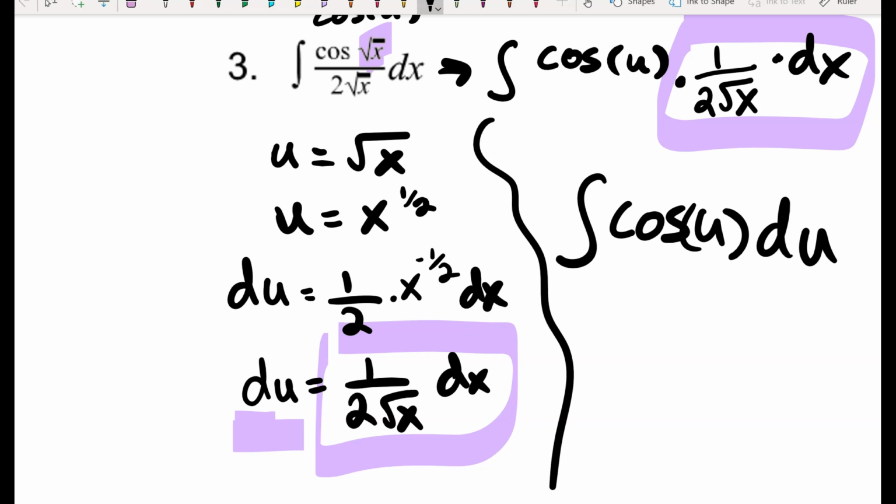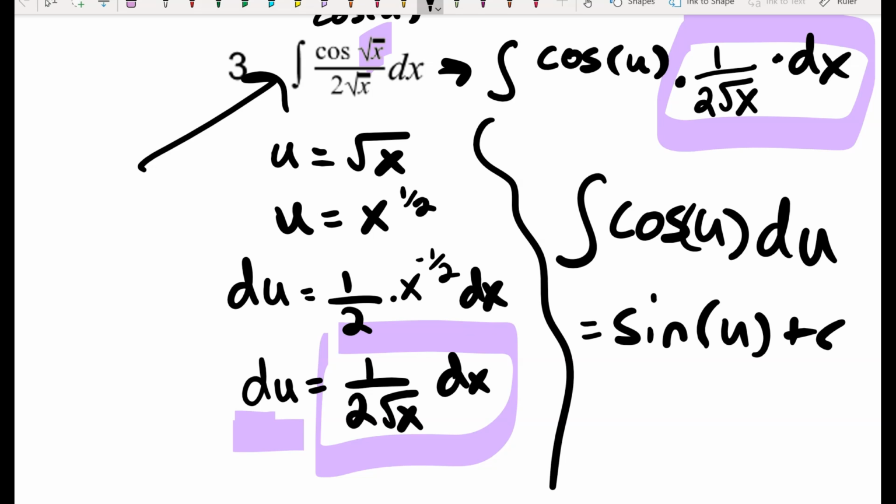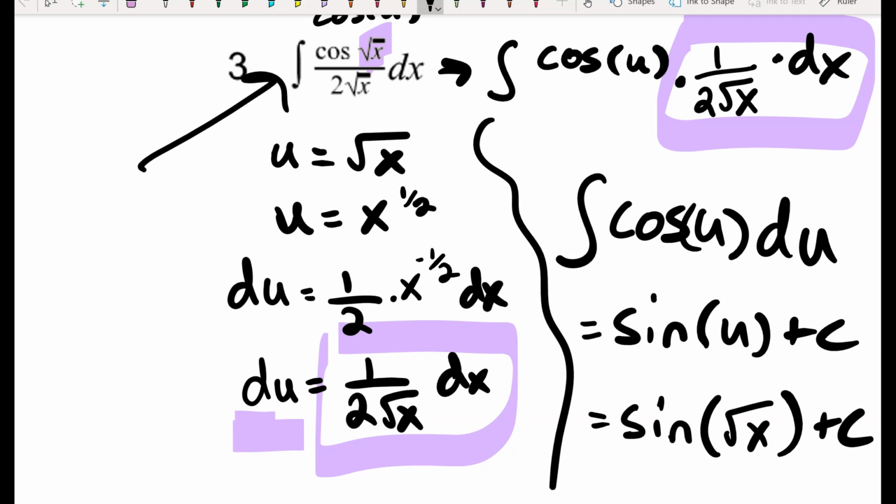So again, this integral is a lot easier to look at than what I started with. The integral of cosine of u is just sine of u plus c. And again, I'm going to make the substitution back in for my final answer of sine of radical x plus c. So the hard part here is figuring out what u is, and then actually taking the derivative and writing it in a form that looks like something that appears in my original integral.